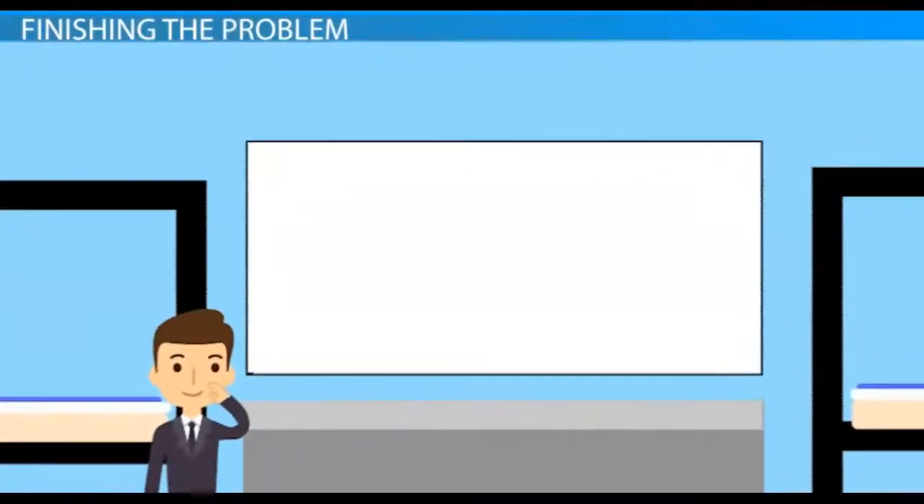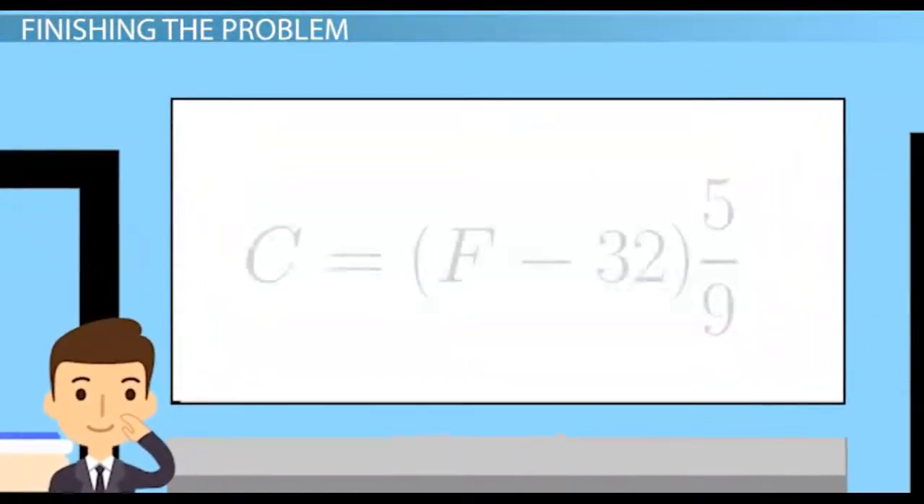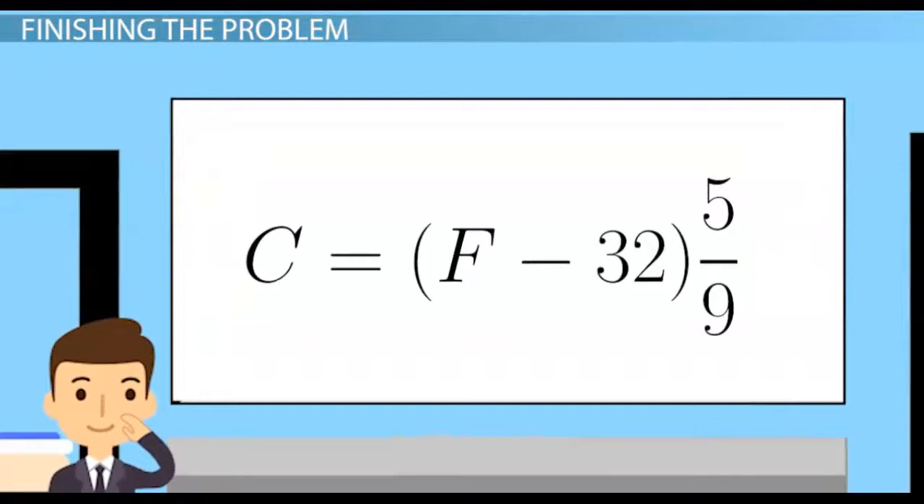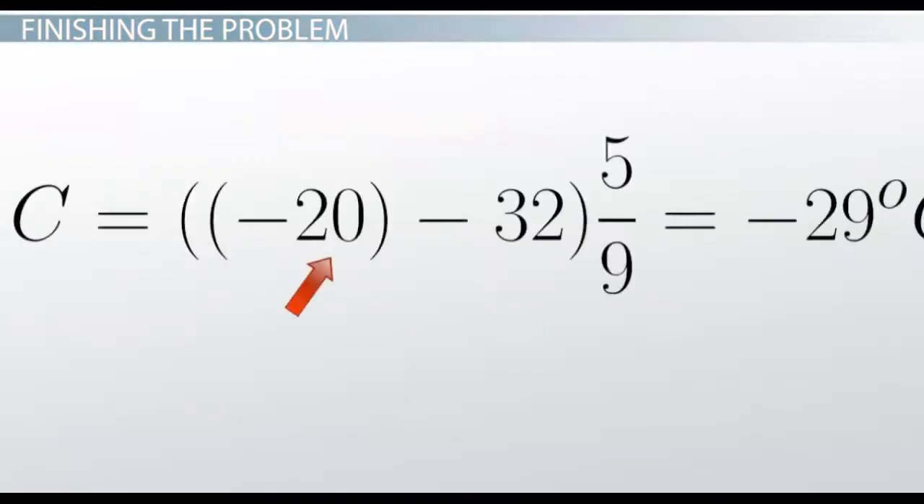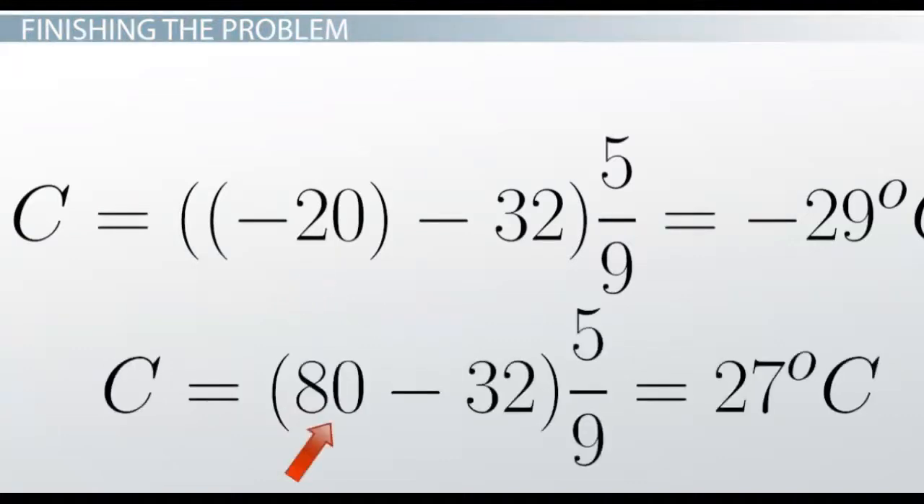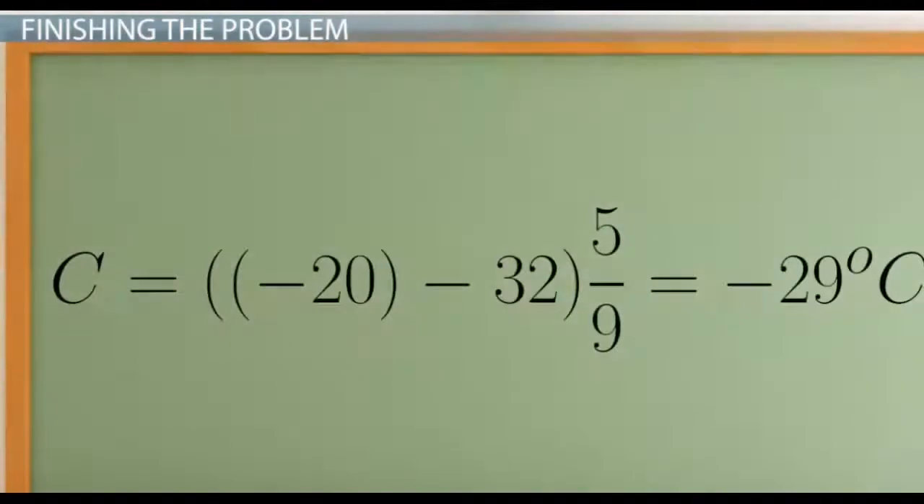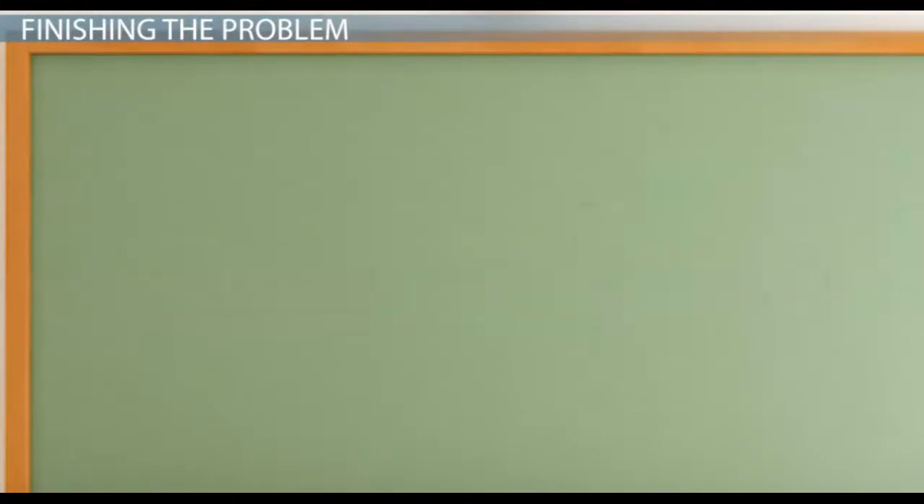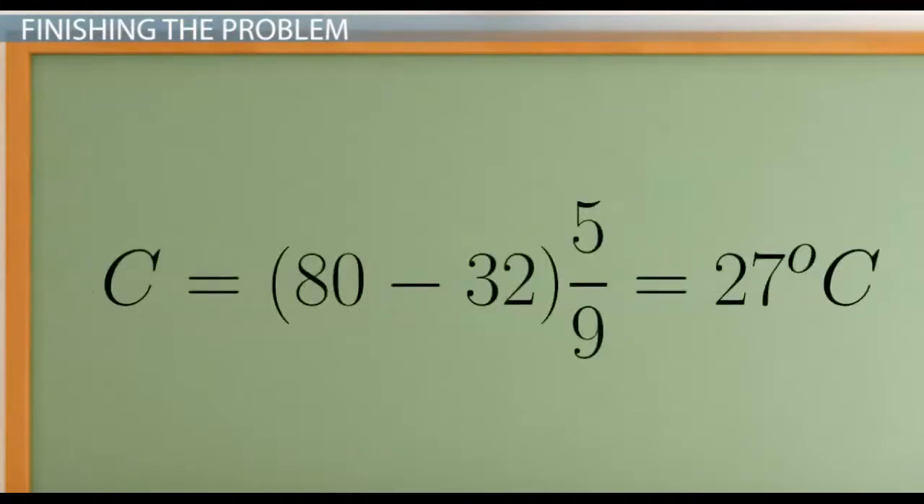In order to do this conversion, we use the following formula. C equals F minus 32 times 5 over 9. For this problem, we need to convert our starting temperature of negative 20 degrees Fahrenheit and our ending temperature of 80 degrees Fahrenheit. C equals negative 20 minus 32 times 5 over 9 equals negative 29 degrees Celsius. C equals 80 minus 32 times 5 over 9 equals 27 degrees Celsius.